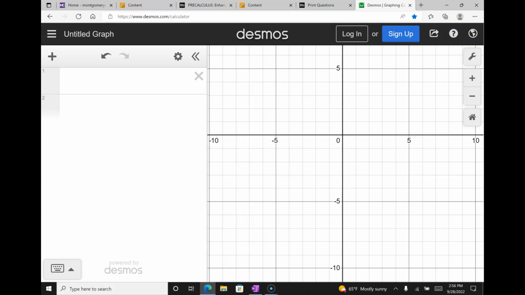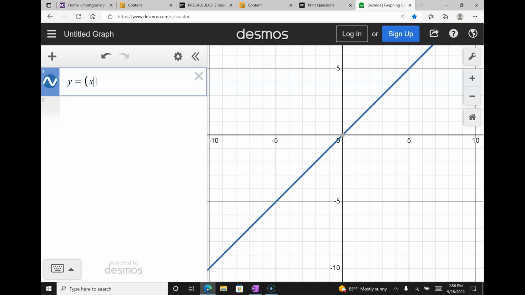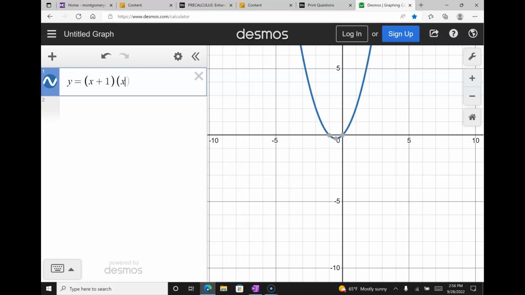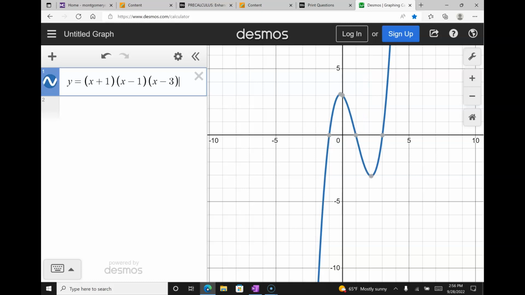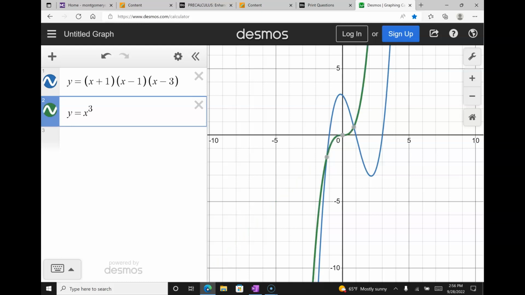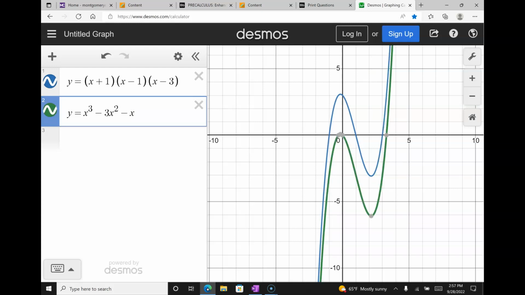My original was y equals, what was it, x plus 1, x minus 1 and x minus 3. Yep. So there's that function. Again, 3 roots, 2 terms, right? That's the worst case scenario. And graph my expanded one, right? So I had what, x cubed minus 3x squared minus x plus 3. And what I'm noticing here, if I turn off the green, if I just click off the color, you can see my two polynomials are exactly the same.